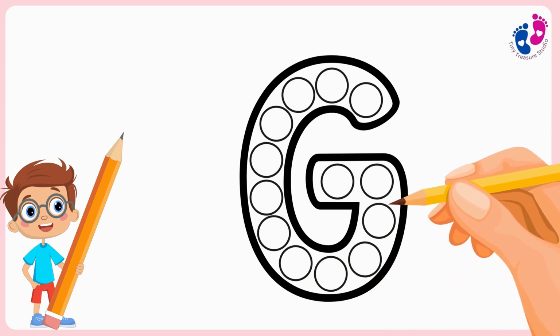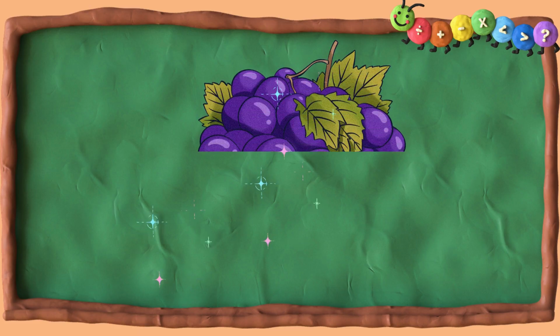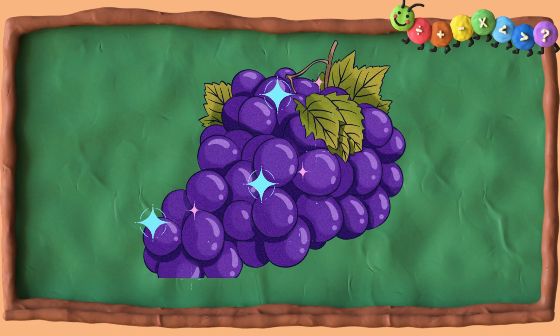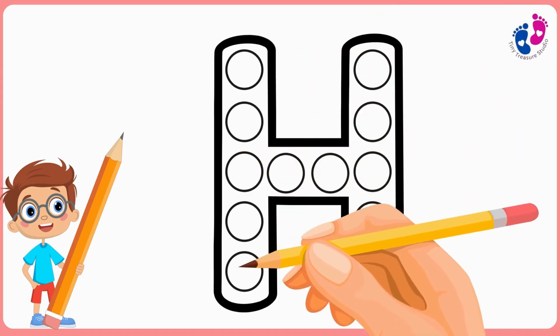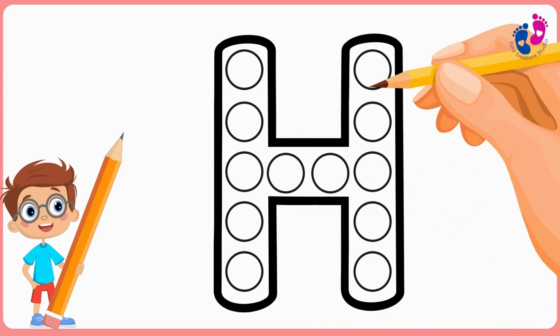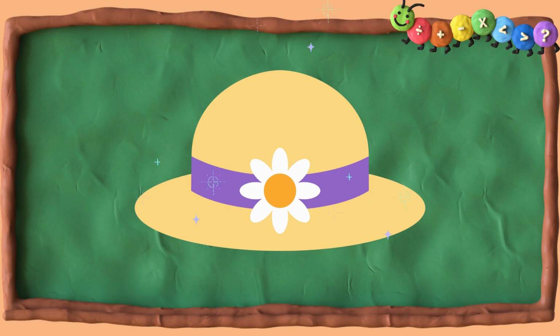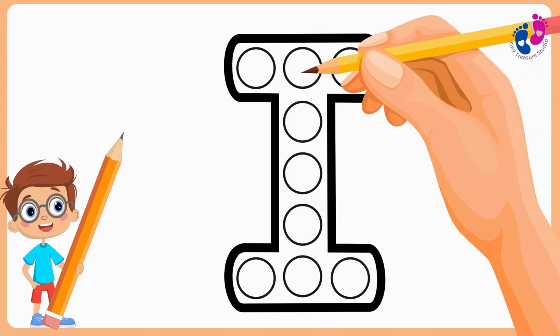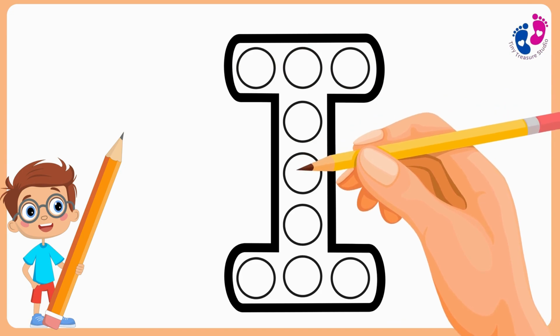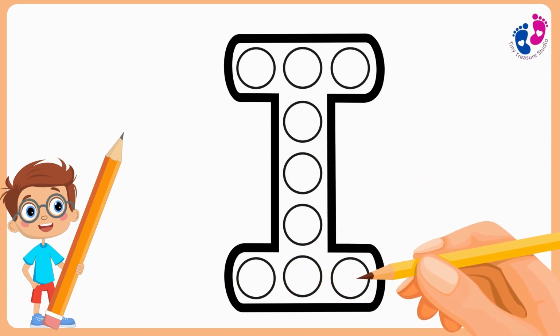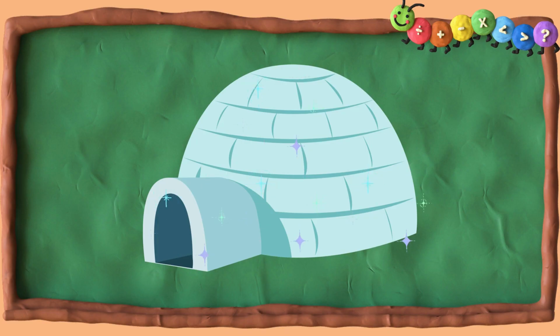G. G is for grapes. H is for hat. I is for igloo.